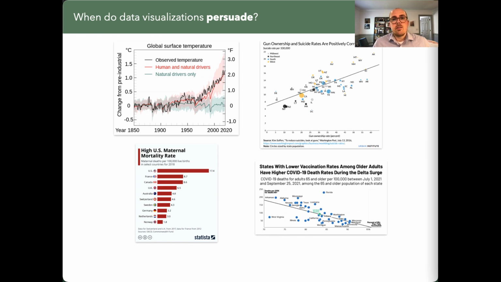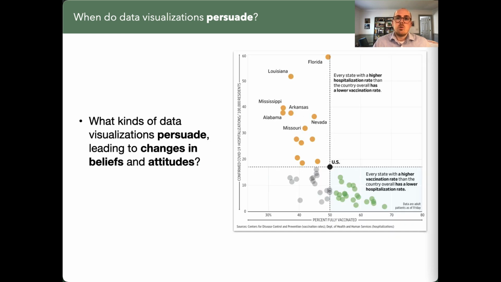Some visualizations seem to speak for themselves. They seem to make an empirical pattern so clear that it can be hard to imagine that they wouldn't be convincing to another person. Like this example related to COVID-19 vaccination, showing that higher rates of vaccination across different states are strongly associated with lower rates of hospitalization.